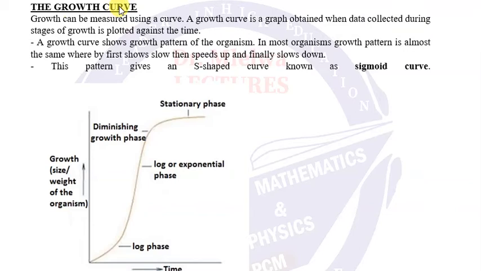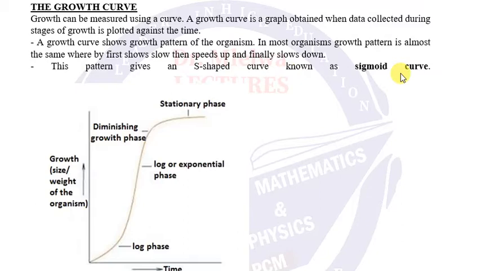Now today we are going to discuss the growth curve, the patterns of growth, and more especially this growth curve which occurs in many organisms, especially animals. So growth can be measured using a curve. A growth curve is the graph obtained when data collected during stages of growth is plotted against time. A growth curve shows the growth pattern of organisms. In most organisms, the growth pattern is almost the same, whereby it first shows slow growth, then speeds up, and finally slows down. Kwa hiyo this pattern gives an S-shaped curve known as the sigmoid curve.